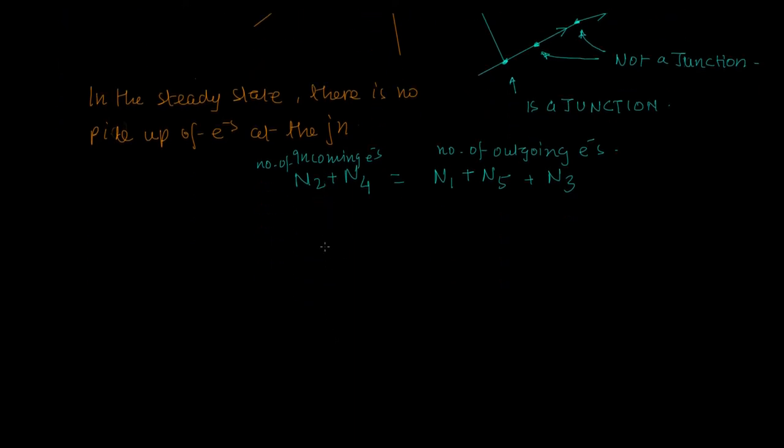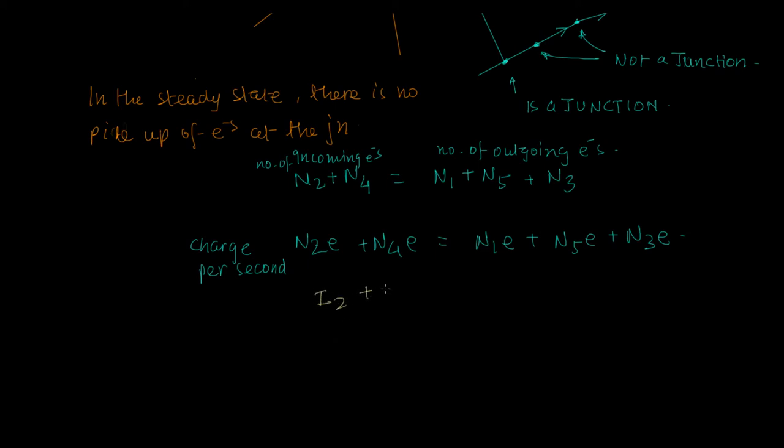So the whole thing is, what is the charge? This is a number. So what is the charge of the incoming? N2 charge per second is N2E plus N4E, which is equal to N1E plus N5E plus N3E. And this is the total charge per second. And so this actually becomes I2 plus I4 is equal to I1 plus I5 plus I3. Correct? So what does it tell you?